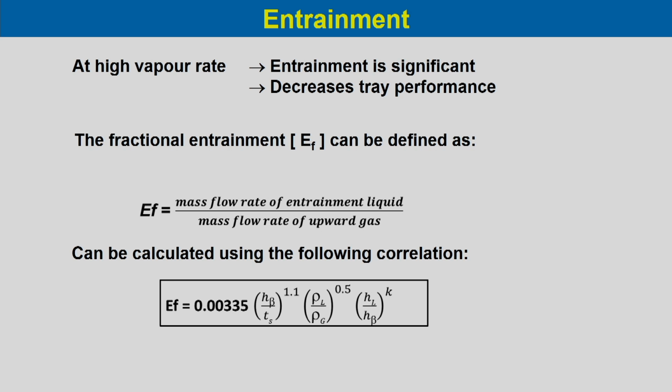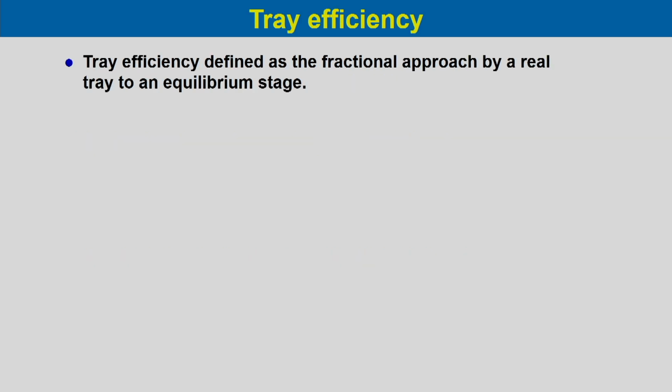EF would be equal to 0.00335 (H beta by Ts) to the power 1.1, (rho L by rho g) to the power 0.5, (HL by H beta) to the power k. The tray efficiency is defined as the fractional approach by a real tray to an equilibrium tray. So, we need to know the tray efficiency. In tray efficiency we will discuss a few terms.